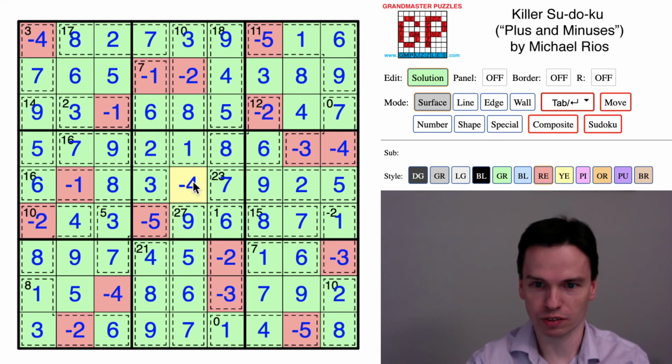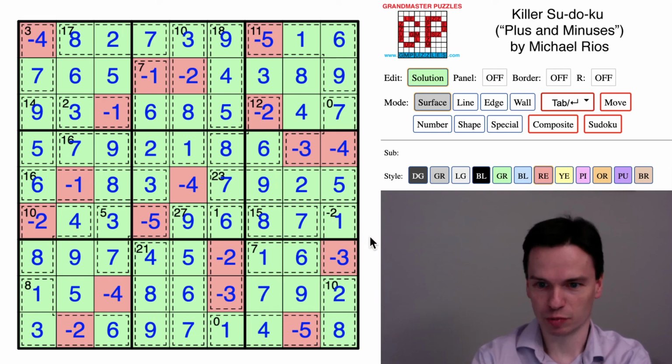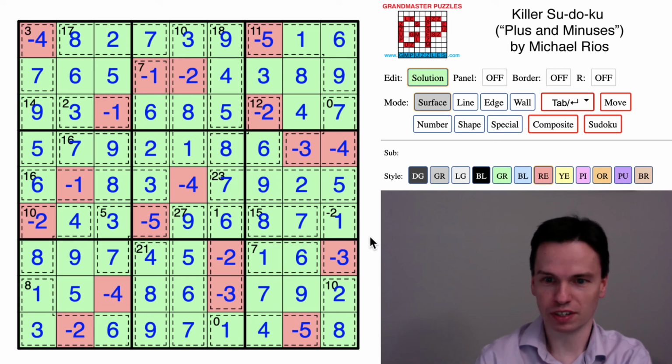Hopefully the talk through of these hard steps to get through the grid were useful for you to understand some of the logic behind this really incredible variation by Michael Rios, and we'll see if we ever post a puzzle like this again soon. But for now, hope you enjoyed the solve and a little bit of this killer Sudoku puzzle. Bye.